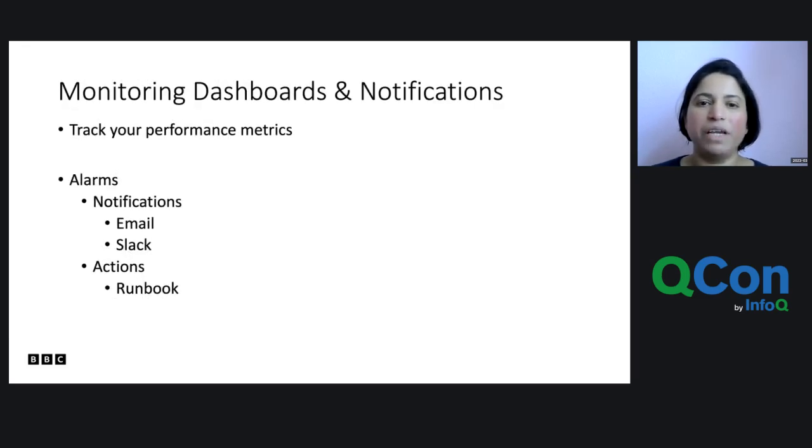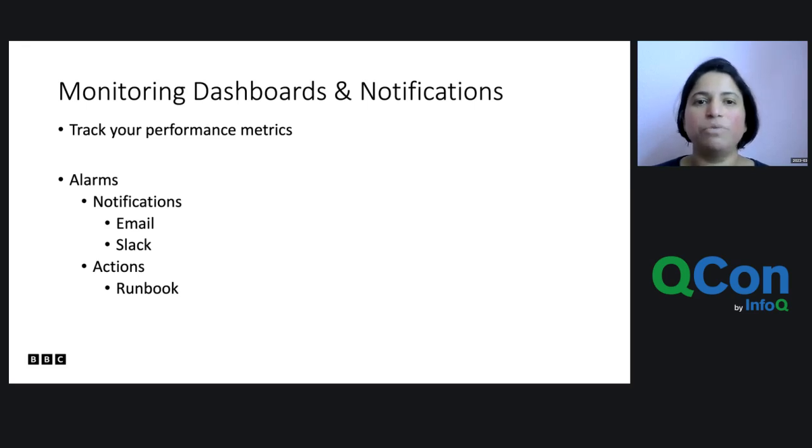Monitoring dashboards and notifications. I think this has been an absolute game changer for us. Of course, we did have monitoring dashboards previously, but now we've increased the granularity and the detailed dashboards that we have. So if somebody does ask us, how is US, or is US having any issues, we can go to these dashboards and we can really drill down and see if there are issues and where the issues are. So it really helps to understand the health of your system and to track your performance metrics.